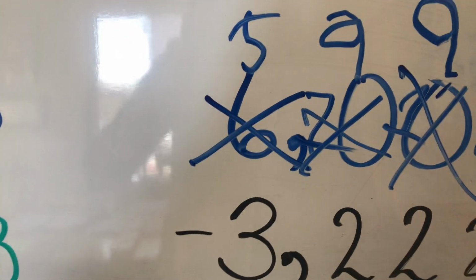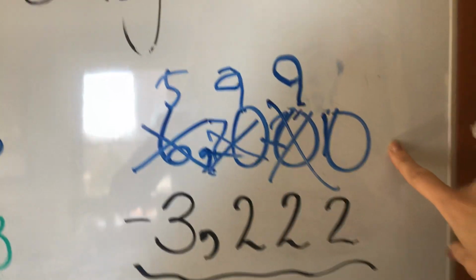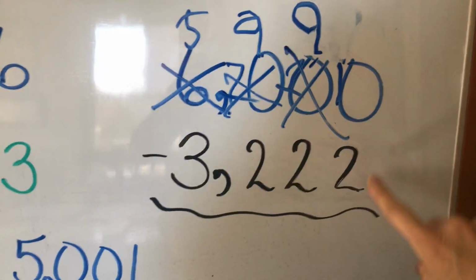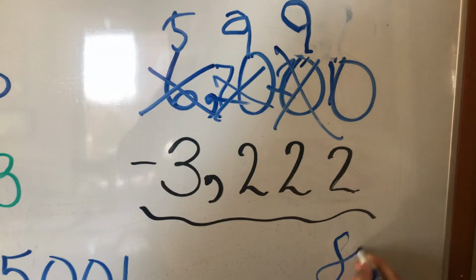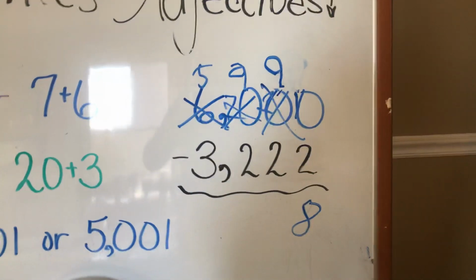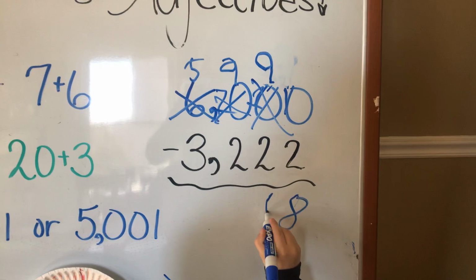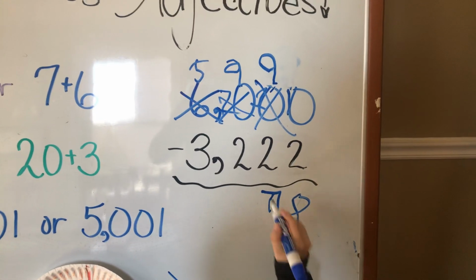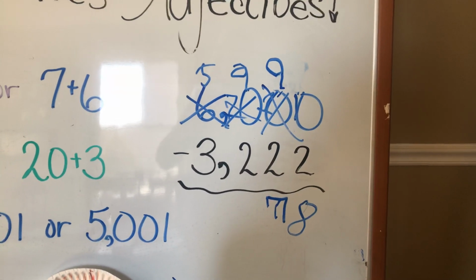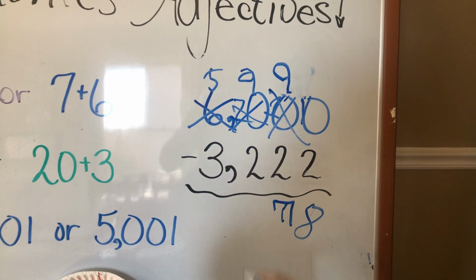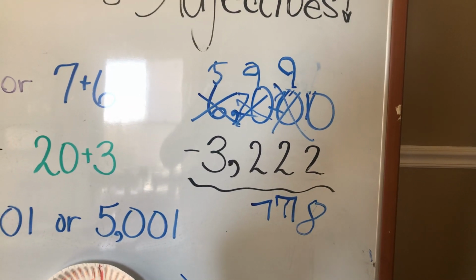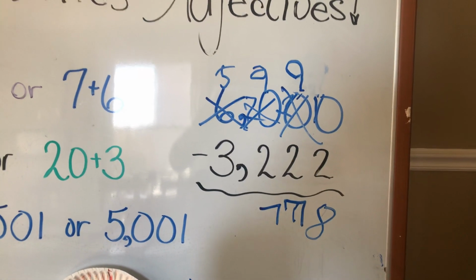And then 10. Good. Now, can we subtract 10 minus 2? And you should say yes. 10 minus 2 is 8. Good job. 9 minus 2 is 7. And 9 minus 2 again is 7. And then 5 minus 3 is 3.